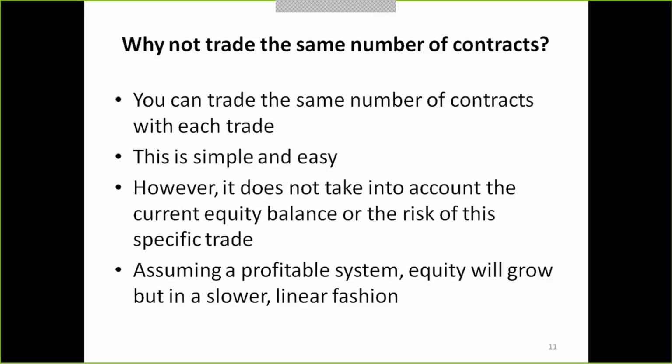Another thing is, if you're trading the same number of contracts each trade, even when you have winners, your equity is going to grow in a straight line, less the losses that you have. You're not going to see any type of curving equity line, where you're going to have any type of exponential growth. And we'll see an example of that coming up in a few slides.